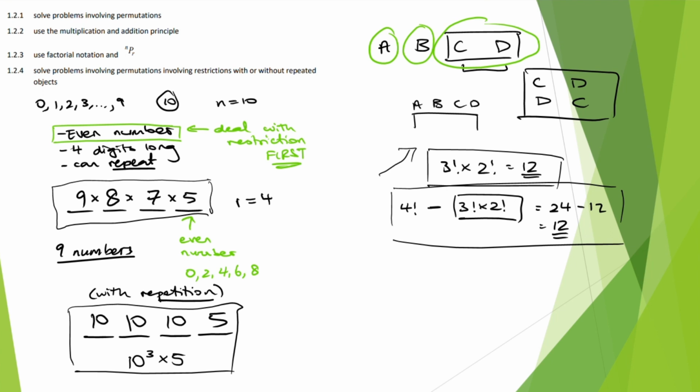This is a very logic-based unit in spec. It's not just about being able to use the formulas, as you can see. I introduced that factorial notation, but realistically, it's more being able to consider how do we account for restrictions and how do we represent that mathematically.